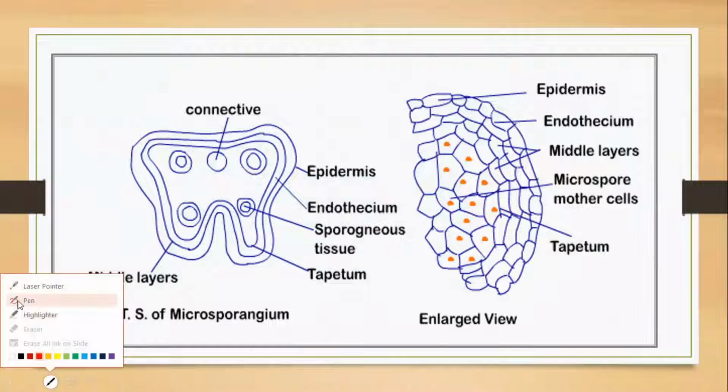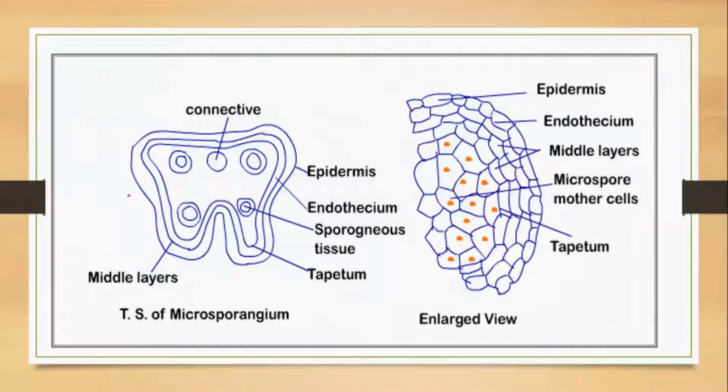In this figure, you can see the transverse section of the microsporangium. This has 4 lobes. These are the 4 lobes of the microsporangium, and this is showing the enlarged view of this microsporangium. It consists of 4 layers. The outermost layer is known as the epidermis. Then after the endothecium, the third layer is the middle layers, which are 2-3 layered, and these 3 layers are protective in nature. The innermost layer is the tapetum, which is highly nutritive, and inside from here, this is the microspore mother cell.